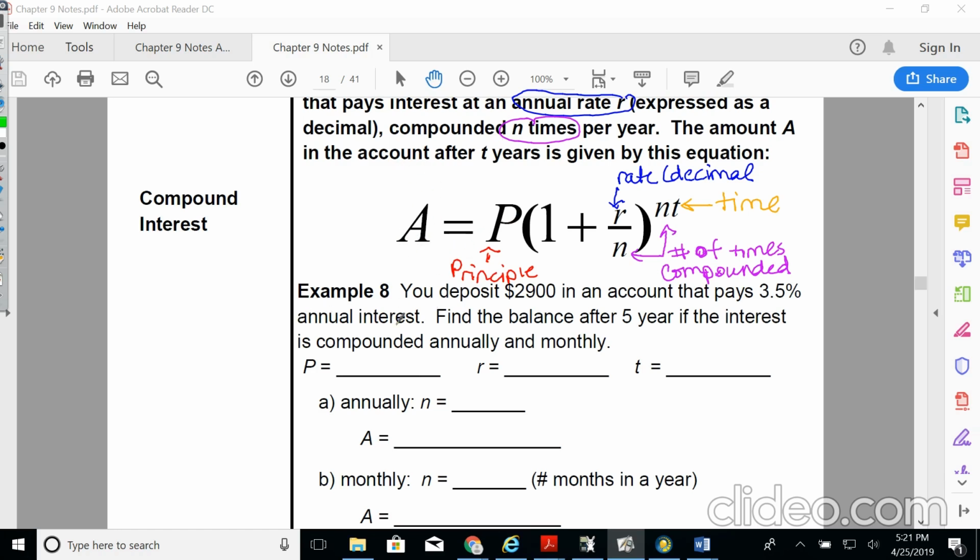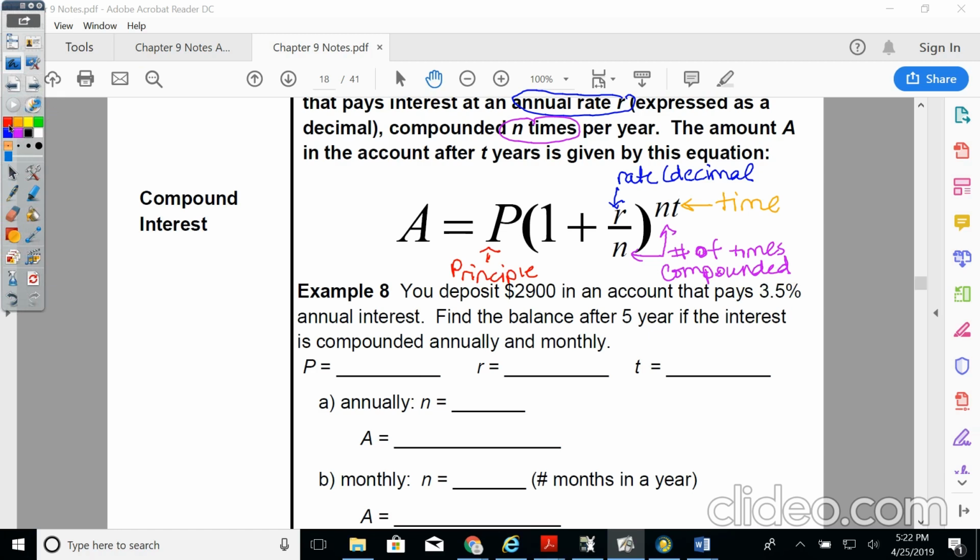All right, so example 8, you deposit $2,900 in a bank account that pays 3.5% annual interest. Find the balance after 5 years if the interest is compounded annually first and then monthly second. Now, these interest rates, they're pretty high. Usually they're 1% or less. But we want to see a growth, so we're making them a little exaggerated.